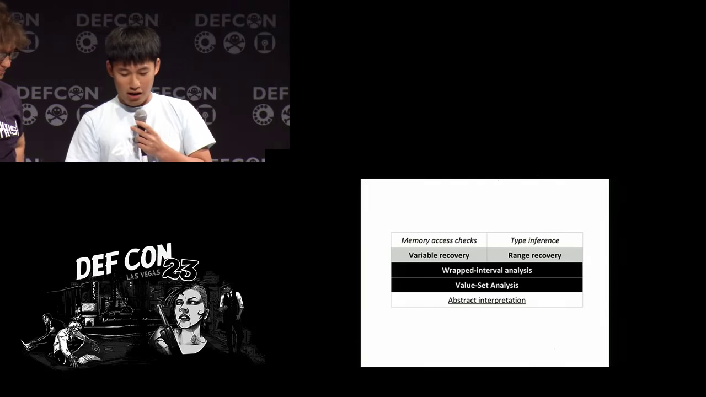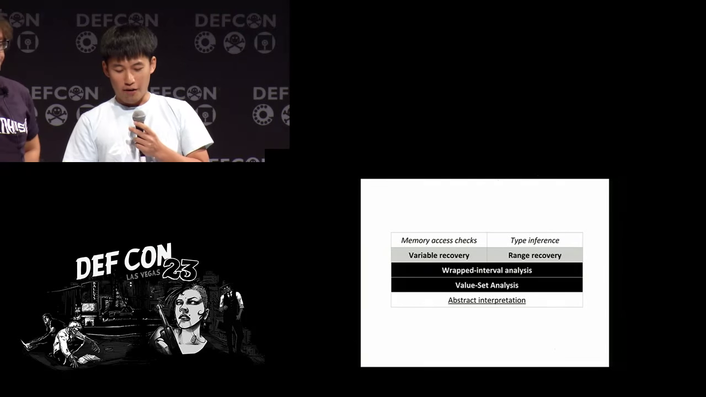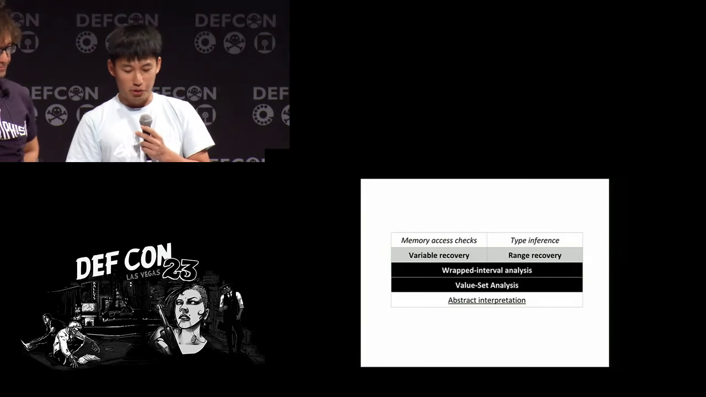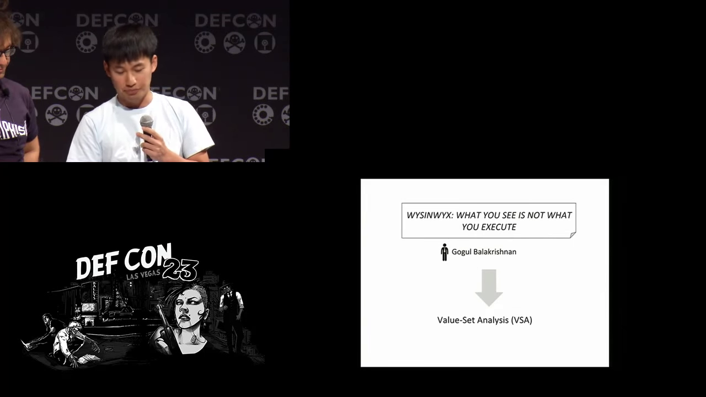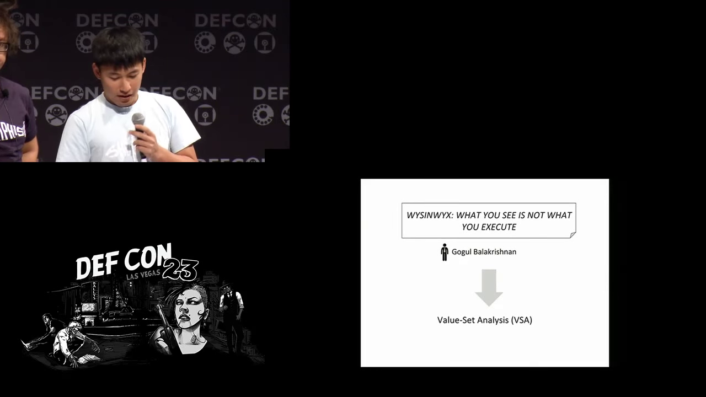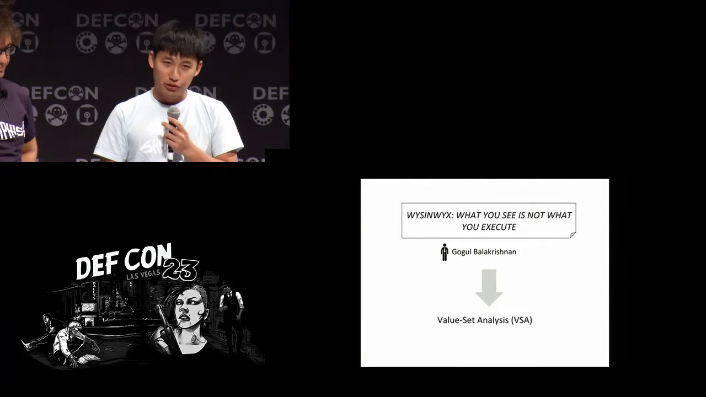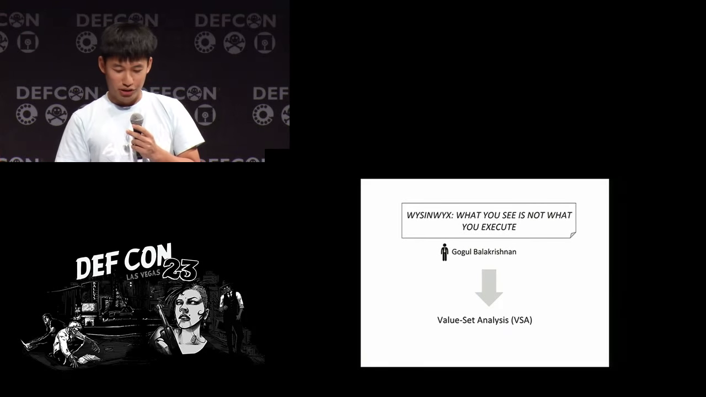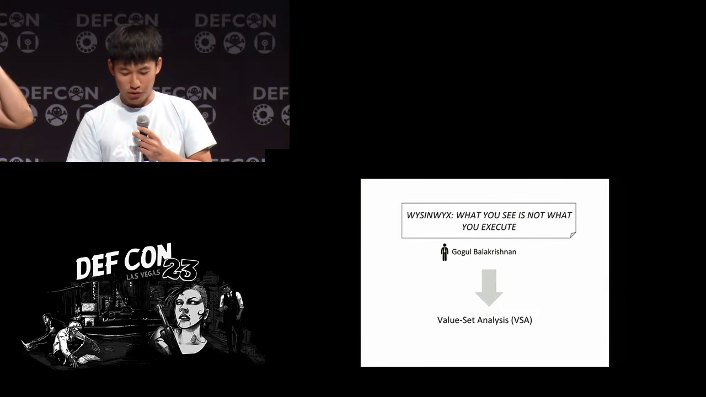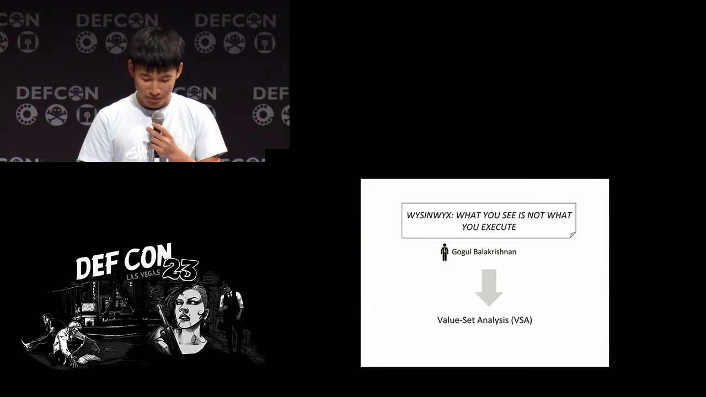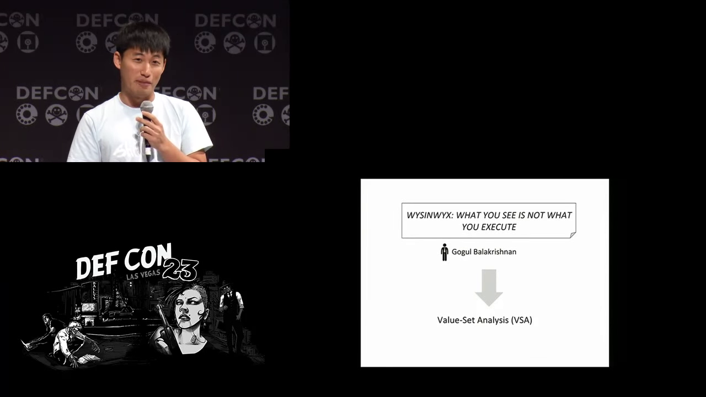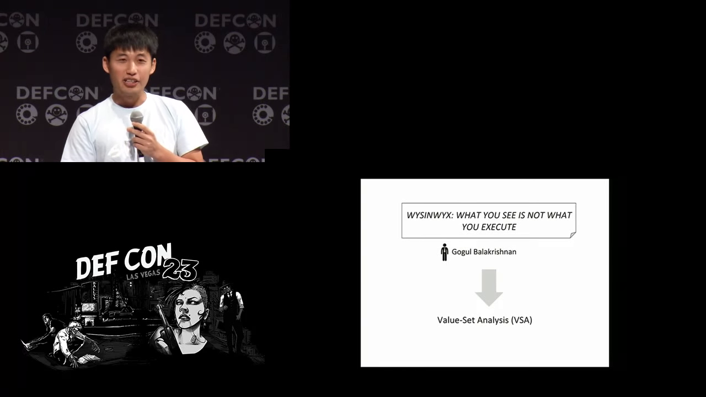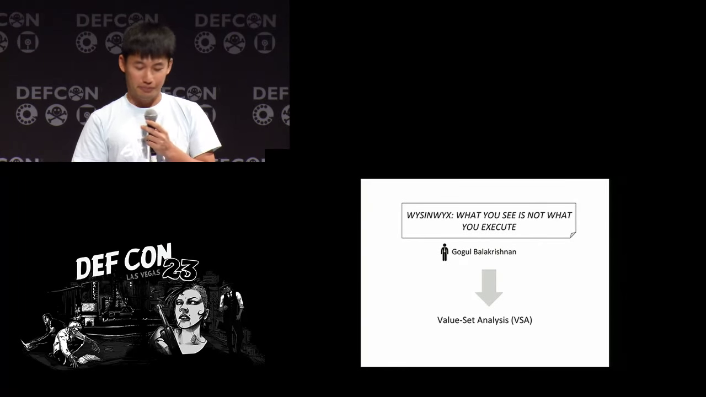On top of that, we can have variable recovery, we can have range recovery, and then on top of that, we can build some memory access checks and type inference. Okay, so credit goes to not me. We take the paper and we implement it. The credit goes to the author of this paper, Gogul Balakrishnan. I tried so hard to read your name. I think I tried my best. If I read it incorrectly, I'm sorry. So he's the creator of VSA, value set analysis.